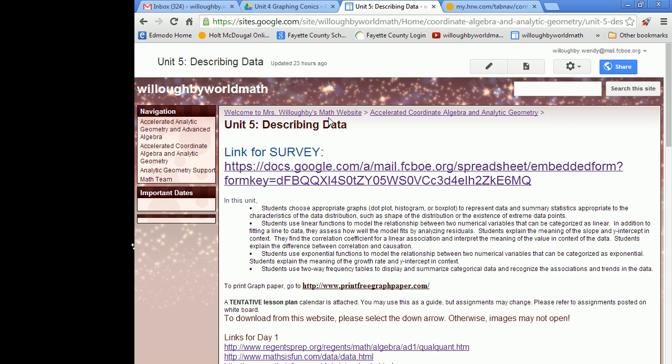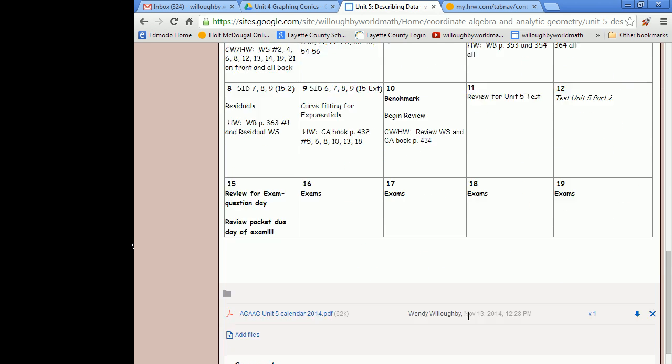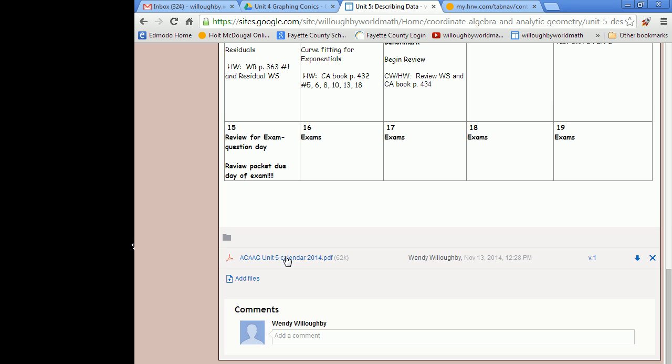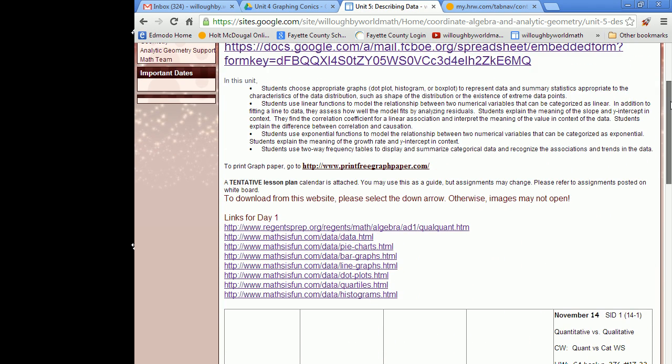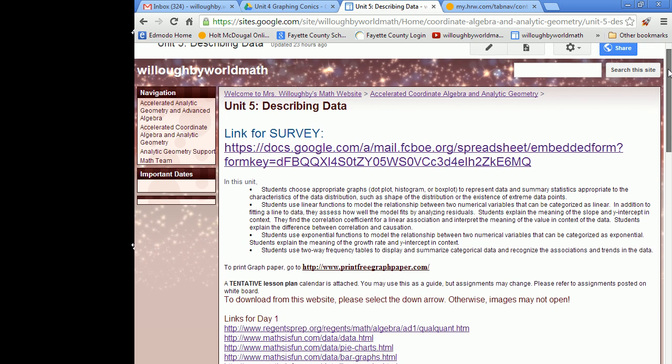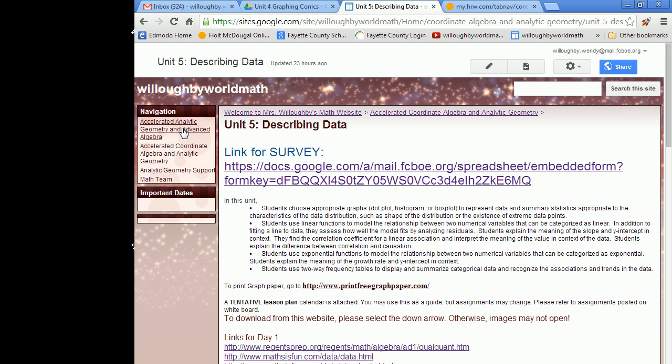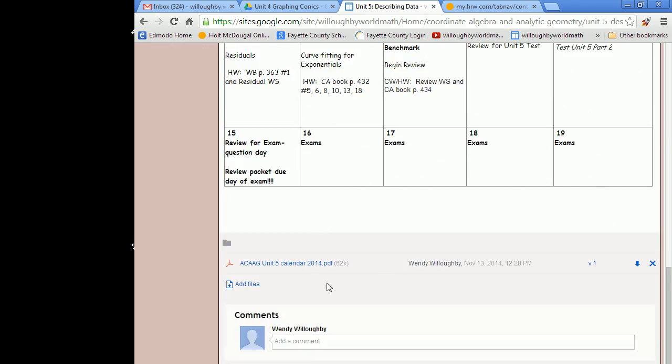On the Unit 5 tab, the calendar is here, and then down here I attached a PDF version of the calendar, so if you'd like to print one out, you certainly may do so. Isn't it on the back of the last one? Ours is on the back of the last one. I accidentally printed the wrong calendar on the back of the last one. Yes, I did.